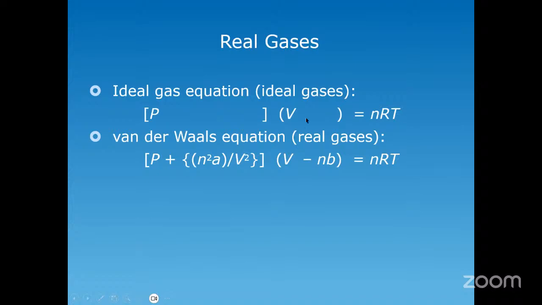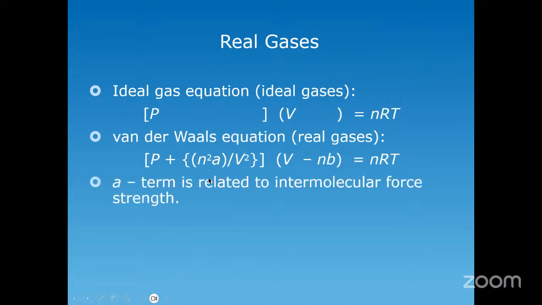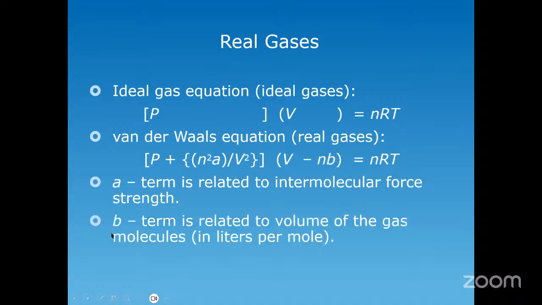So this is the original ideal gas equation, PV is equal to nRT, right? Basically Van der Waals, based on this work, came up with some additional terms. So in addition to the pressure, he added this term right here, and in addition to the volume, he added this term right here. And you'll notice that there are two constants present in these parts. You have the A and the B. The A is a term related to the intermolecular force strength, and the B is related to the volume of the gas molecule in liters per mole, right?